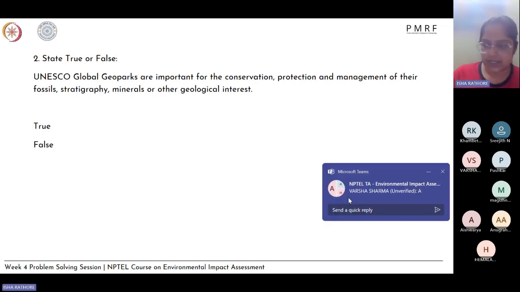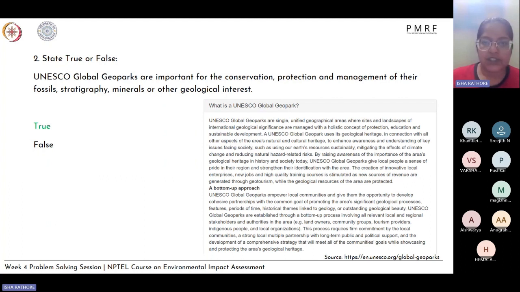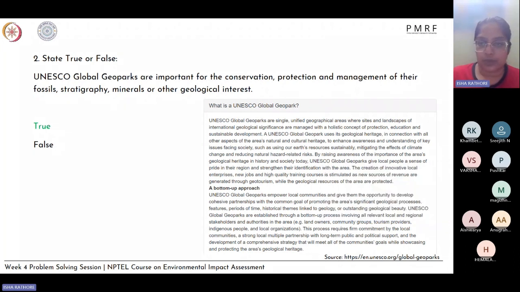Okay, so we have an answer A, that is, the statement is true. Another A. Okay, so this is correct. The statement is true. They are important for conservation, protection, and management of fossil stratigraphy, minerals, or other geological interests. UNESCO Global Geoparks are geographical areas where sites and landscapes of international geological significance are managed with a holistic concept of protection, education, and sustainable development. So this statement is true.